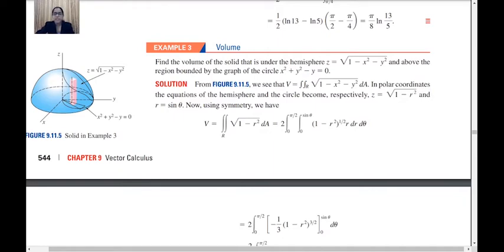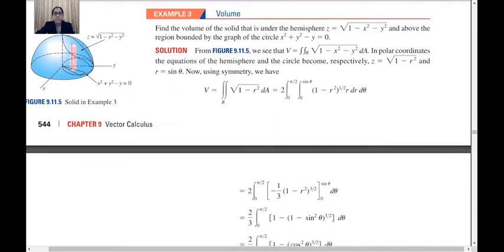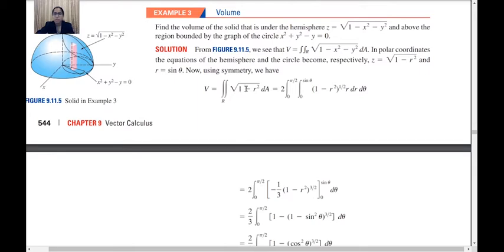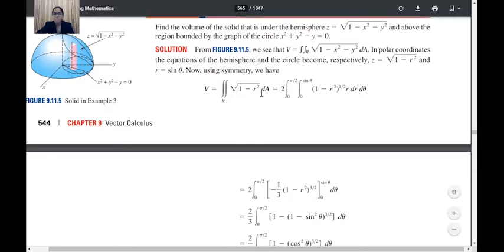So the volume will be nothing but the double integral over R of f(x,y). f(x,y) is nothing but z, that is root of 1 minus r squared, into dA, that is nothing but 2 times the integral from 0 to pi by 2, integral from 0 to sin theta, (1 minus r squared) whole raised to 1 by 2, it is root of 1 minus r squared itself, into dA will be replaced by r dr d theta. So again reminding you, don't forget this r over here.